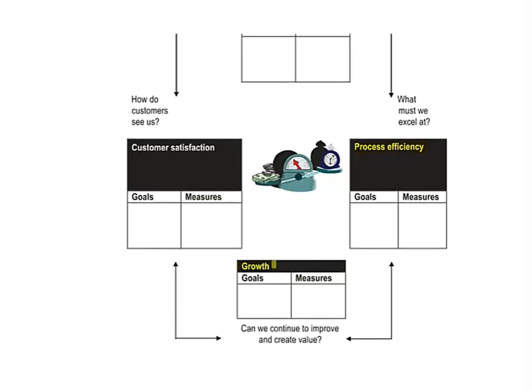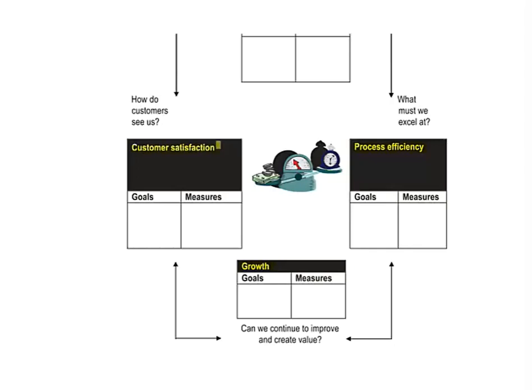So thinking about how can we make sure that we're not sitting on our laurels, and that we're going to continue to improve the organisation and create value in the future. This is going to consider then how the organisation will maintain its competitive position, and that could come through research and development of new products, but it could also come through acquiring new skills and training and developing staff.